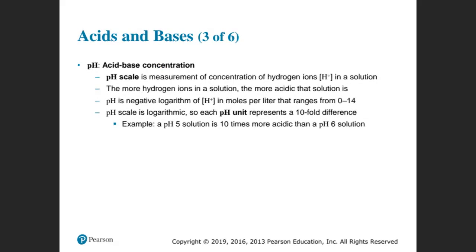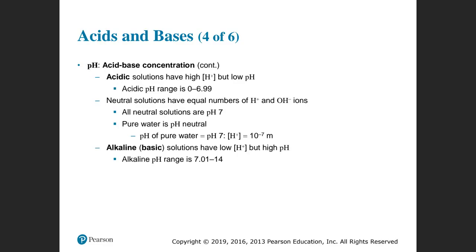The scale is logarithmic, so each pH unit represents a tenfold difference. As an example, a substance with a pH of 5 is 10 times more acidic than a pH of 6, and it would be 100 times more acidic than something with a pH of 7. The more hydrogen ions that the solution has, the more acidic it is, and the lower its pH. The more hydroxyl or hydroxide ions it contains, the higher the pH and the more basic it is. Neutral solutions like pure water have an equal part of hydrogen and hydroxide ions, and their pH is 7.